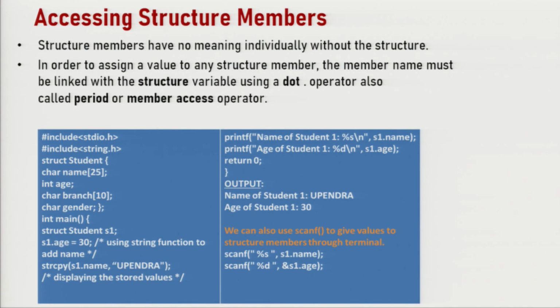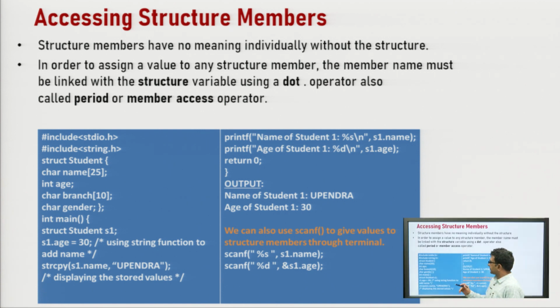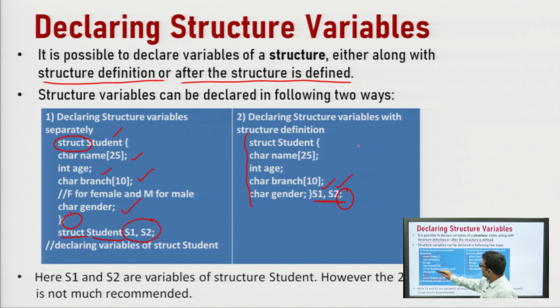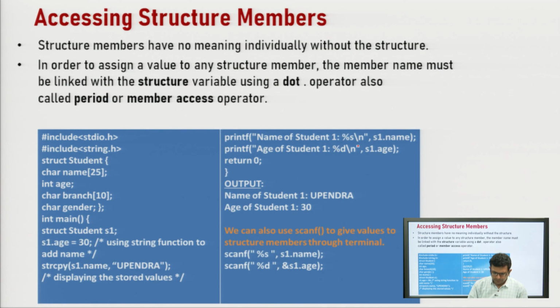Now, how can we access the structure members? Just see here, in the previous case, in this structure definition, how many data members do we have? 1, 2, 3 and 4. So, how can these data members be accessed? Can these data members be accessed without using the structure variables? No. Structure members have no meaning individually without the structure. So, we cannot access the structure members without using the structure variable.